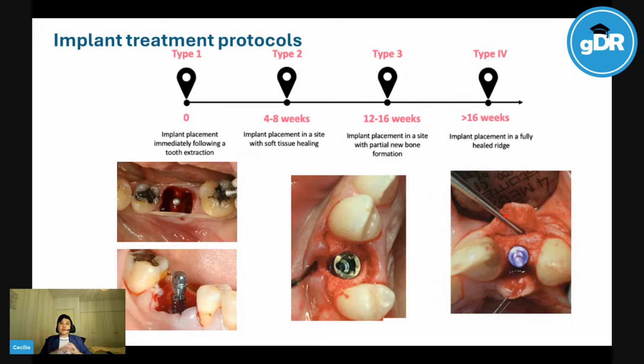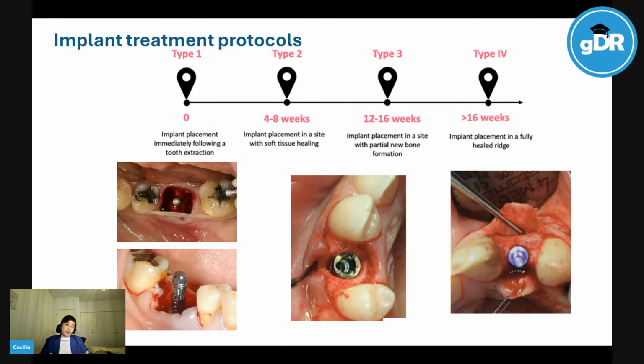Okay. Type 3 is 12 to 16 weeks, and then type 4 is more than 16 weeks, implant placement in a fully healed ridge. The downside of a fully healed ridge is that after 4 months, you'll see a notable reduction in the width of the bone. So, for example, at the time of extraction, you had 8 millimeters of bone. That will atrophy, it will resorb. So if you come back to that same patient 6 months later, you'll only have 4 millimeters of bone.